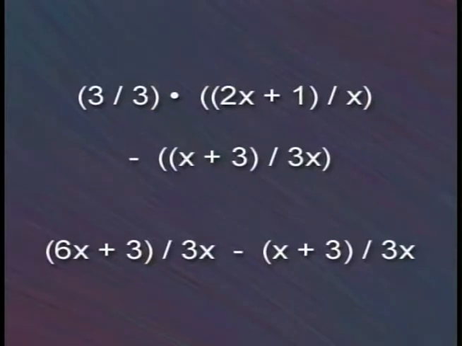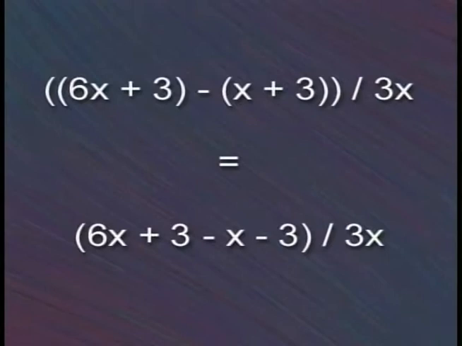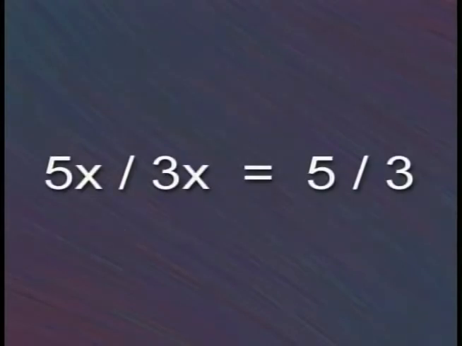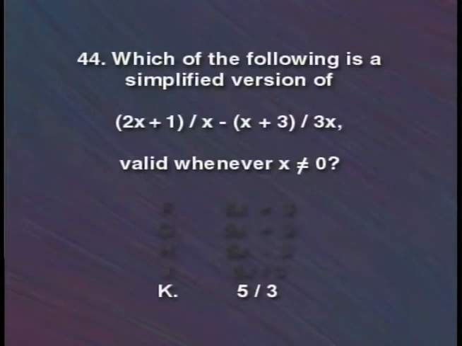Now that we have a common denominator, we can subtract the fractions by subtracting the numerators. Be sure to clear parentheses correctly. 6x plus 3 minus x minus 3 gives us 5x divided by 3x. Cancel the x's, and the final answer is 5 divided by 3. The correct answer is K.